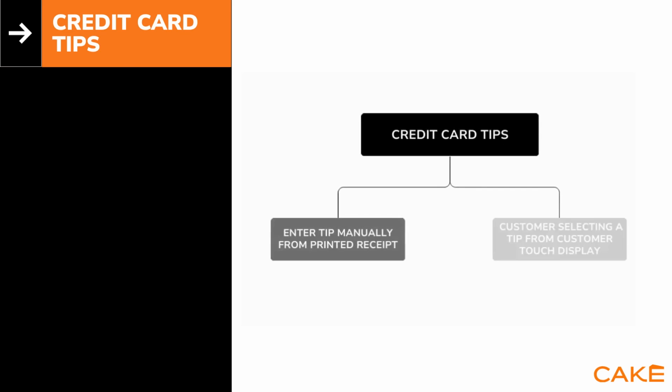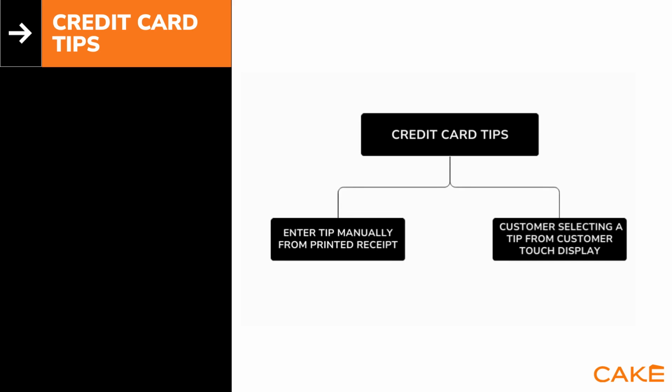The CAKE POS system provides two methods for entering credit card tips depending on how the customer pays and selects their tip. If a customer writes their tip on a printed receipt, the employee must manually enter the tip into the POS system. If a customer pays at the POS using the Customer Touch Display (CTD), they will be prompted to select their tip amount during the transaction.